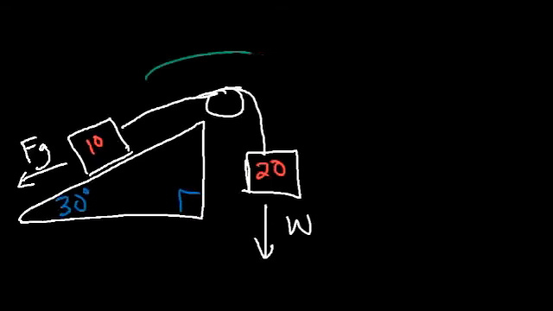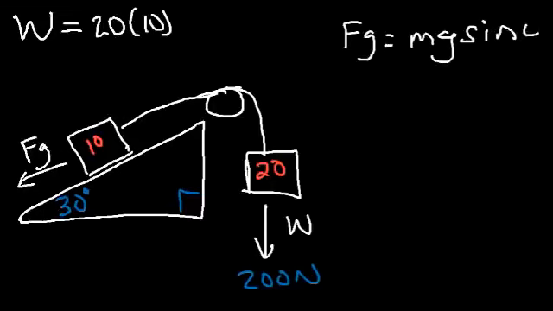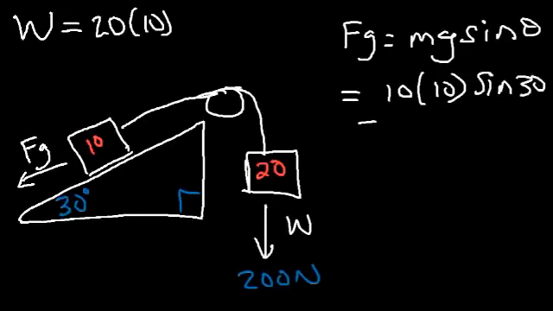So we know it's going to go in this direction. But we can just calculate it to make sure. So the weight force is going to be mg, which is 20 times 10. So this weight force is 200 newtons. Fg is mg sine theta. So m is 10, g is 10, and we have sine of 30, which is 1/2. So that's going to be 100 times 0.5. So F of G is about 50 newtons.